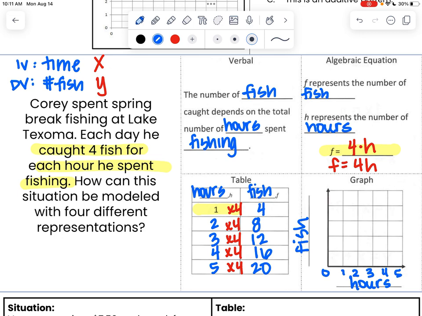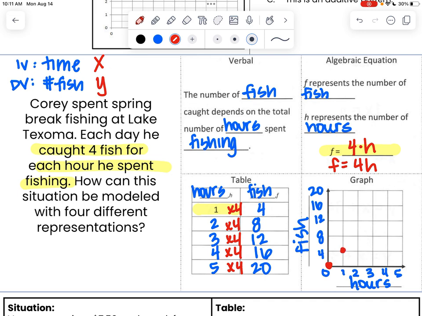Now for fish, every time we went up by 4. So I'm thinking that's what I want my y-axis to increase by: from 0 to 4 to 8 to 12 to 16 and then to 20. And I can take the values in my table, which form a coordinate pair, and put them on the graph. If Corey spends 0 hours fishing, he catches 0 fish. So that's the point at the origin. And that's this whole idea that when it's multiplicative, it will go through the origin, that point 0, 0. At 1 hour, Corey had 4 fish.